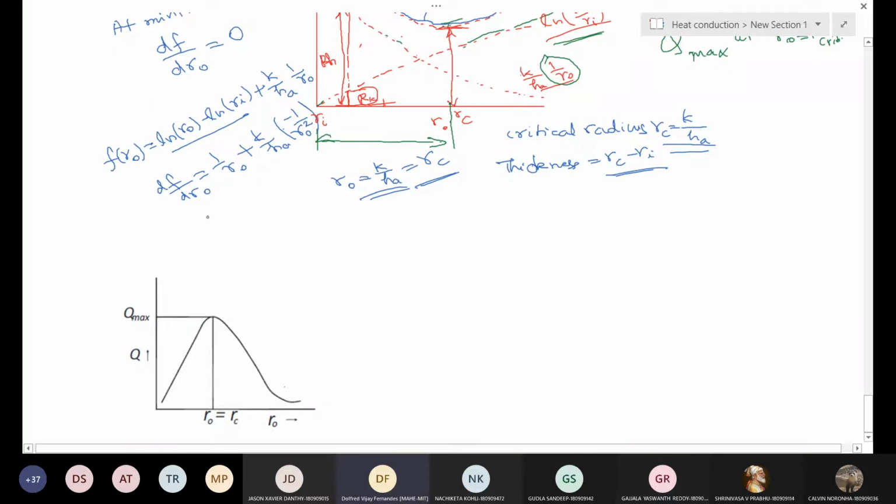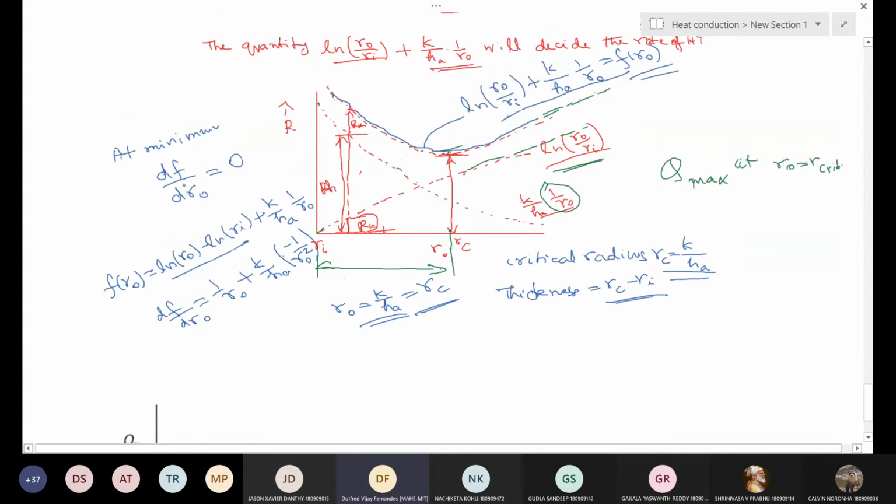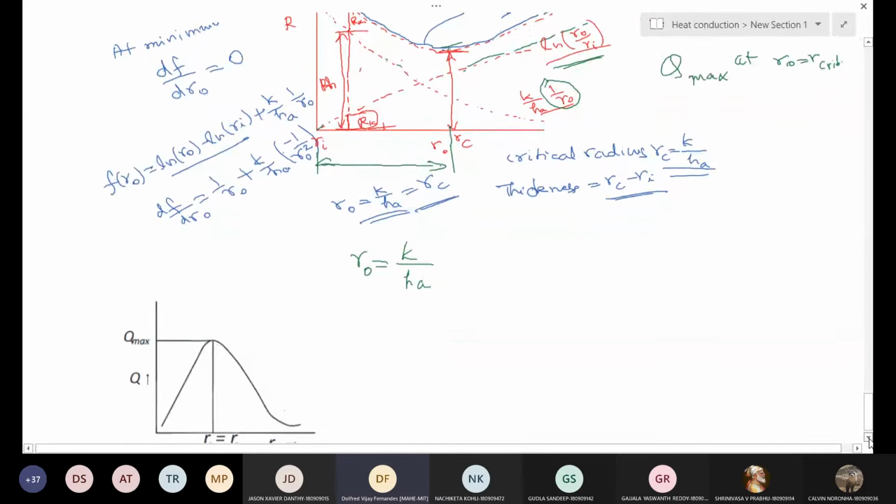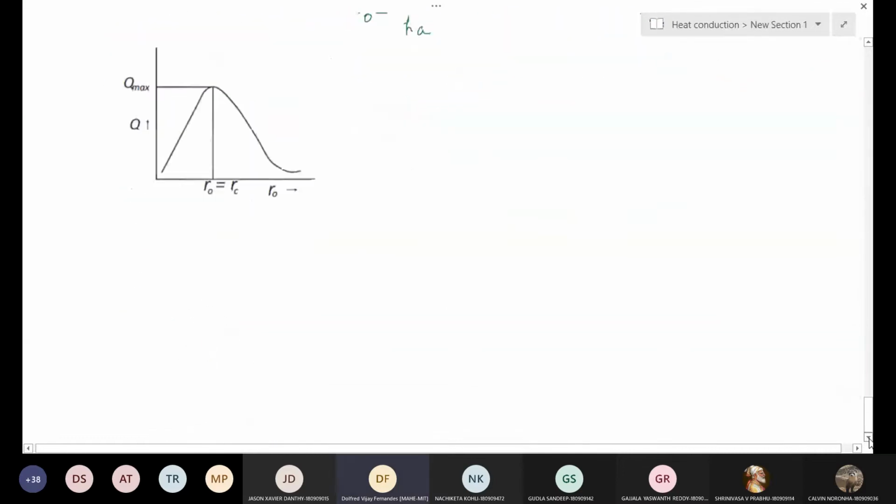Okay, so that means we have found the minimum resistance point by differentiating this function, which is ln R0 by Ri plus K by HA into 1 by R0, with respect to R0 and equating it to 0. We solved it and we found that the critical radius R0 will be nothing but K divided by HA. So this is for the cylindrical case. Same thing can be done for the spherical case.